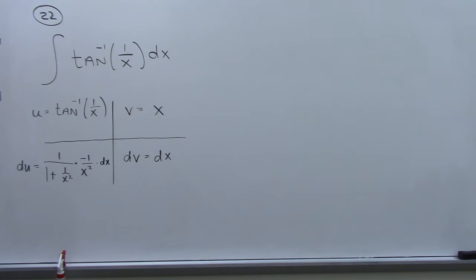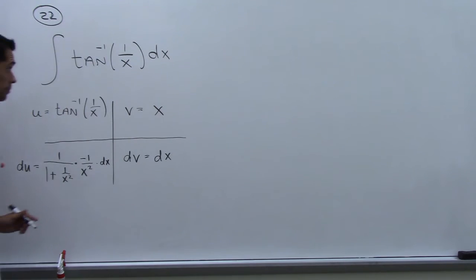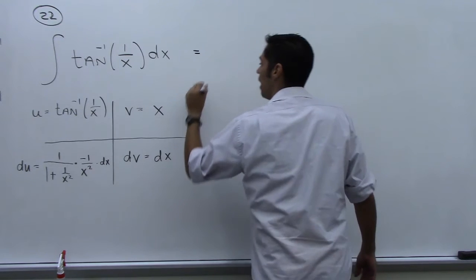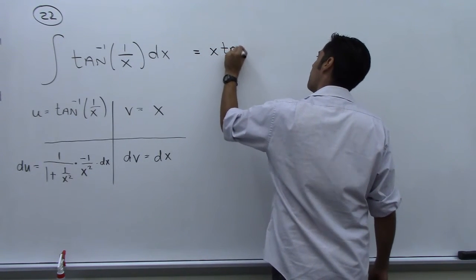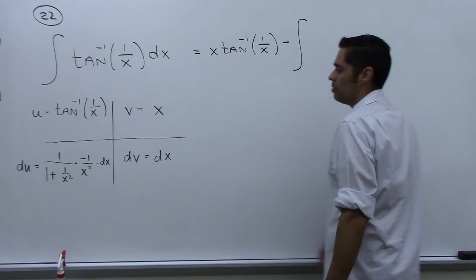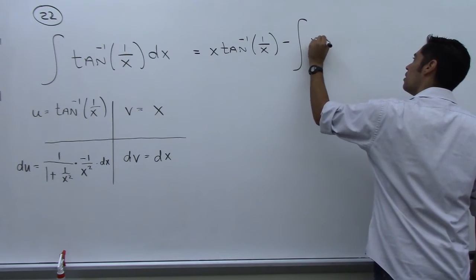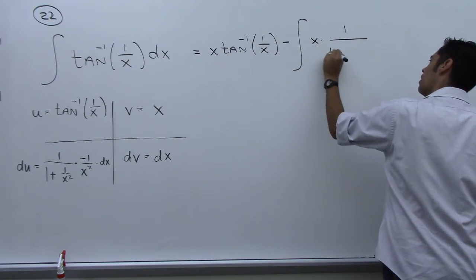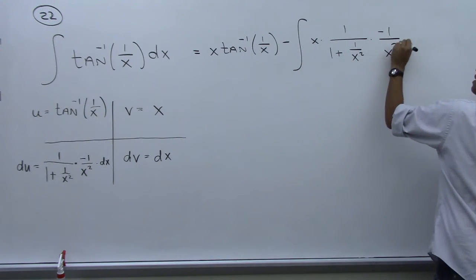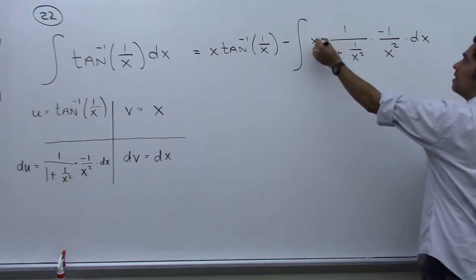So this doesn't look very nice, but when we do our voodoo, things are actually going to be pretty good. So let's write out the formula. It's uv, so x times that, x arctan of 1 over x minus the integral, voodoo. So I'm just going to write all of this out, this times x. I'll put the x first. x times 1 over 1 plus 1 over x squared times negative 1 over x squared times dx. Now let me clean this up here. First of all, I'm going to put the x on top.